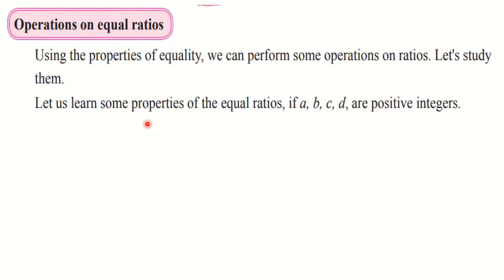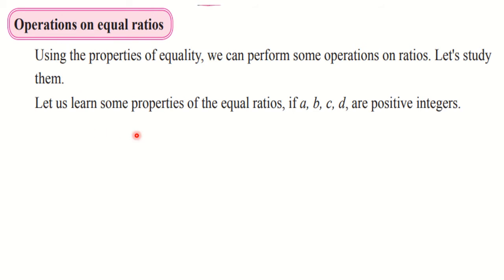Now we are going to see operations on equal ratios. So here we are going to use the property of equality. Properties of equality means what? You know that we can multiply both the sides of equation by the same number. We can divide by the same number. We can add the same number to both the sides. We can subtract the same number from both the sides. These are called as what? Properties of equality. So by using those properties, we can perform some operations on equal ratios. Now let us see which operations we are going to perform and how we are going to use them.